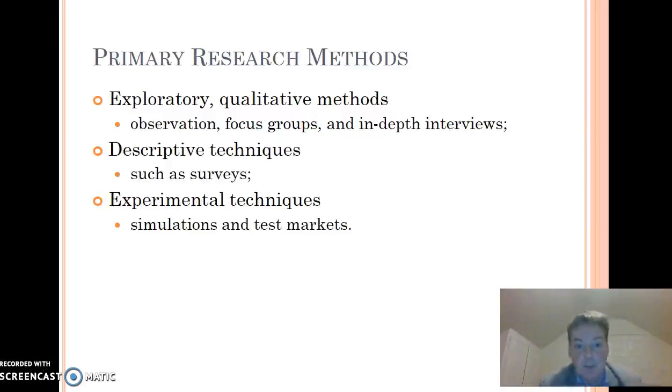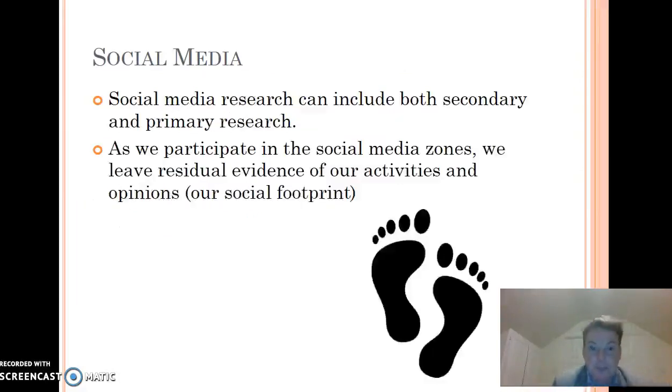But other methods are more descriptive. We can do something like a survey, which tends to be quantitative, but it will actually describe something that's happened. Or we can carry out experiments, so we can do simulations. We can use computer models to simulate things, or we can do test markets, where we can actually simulate or model a market by setting up an experiment.